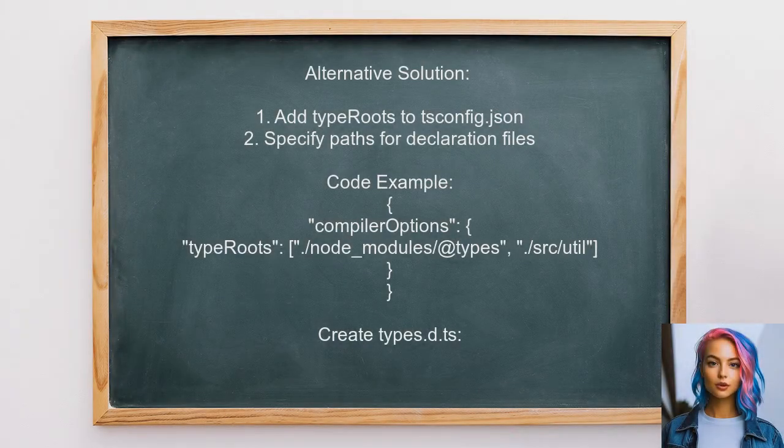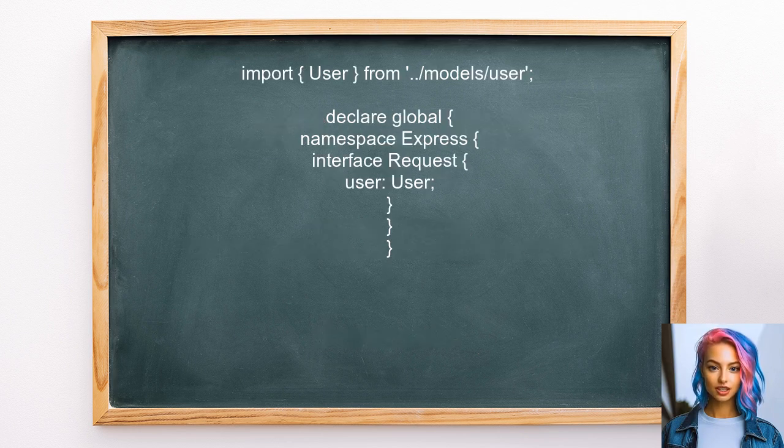An alternative solution provided by another user is to add a typeRoots property to your tsconfig.json file. This tells TypeScript where to find declaration files. By default, TypeScript looks in node_modules/@types, but specifying typeRoots overrides those defaults. They also suggest creating a types.d.ts file to extend the request interface with a user property.